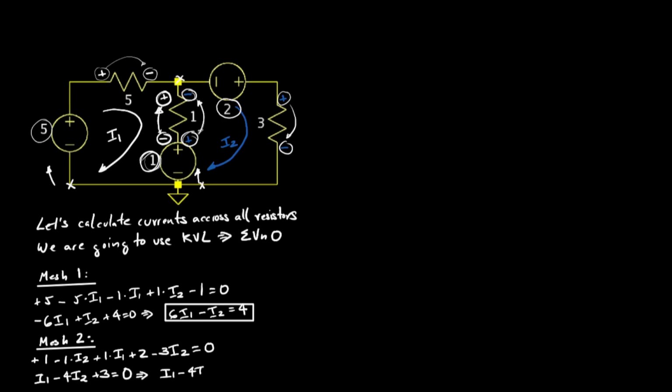And finally, I see that there is a 1 volt voltage source. So I'm going from the positive terminal to the negative terminal. So there is a voltage drop. I write it as negative. So this algebraic addition of these voltages equals 0. By solving this equation, I get that 6 times I1 minus I2 equals 4.